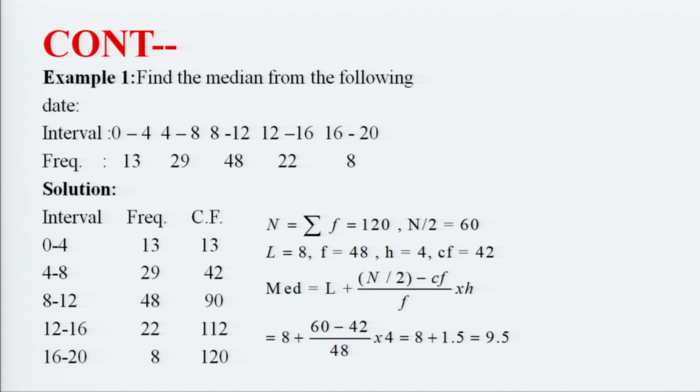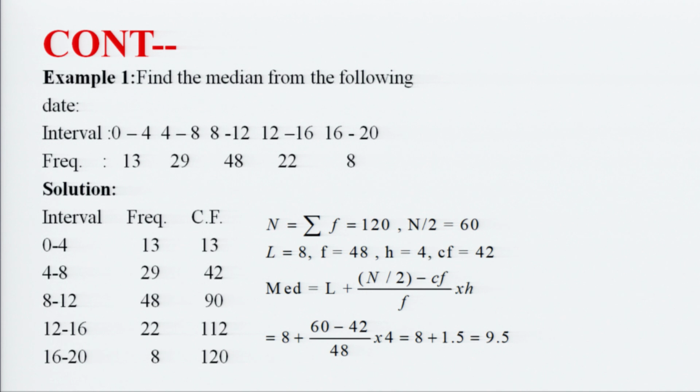Capital N is equal to the sum of frequencies, which is 120. N by 2, half of the total frequency, is 60. Since 60 lies in the cumulative frequency 90, the median class is 8 to 12, the corresponding frequency is 48, and the preceding cumulative frequency, the one above 90, is 42.